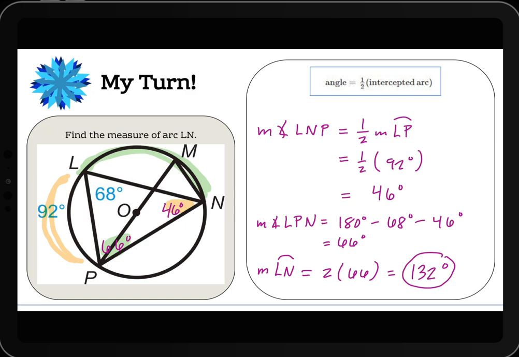So notice that I had to use my rule for the triangle sum theorem in this second step right here. If I broke it down into steps, I used the triangle sum theorem to find the third angle in the triangle, and the third angle happens to be the inscribed angle I needed to find the corresponding intercepted arc that it creates. Okay? So those are the connective relationships that you're working with.